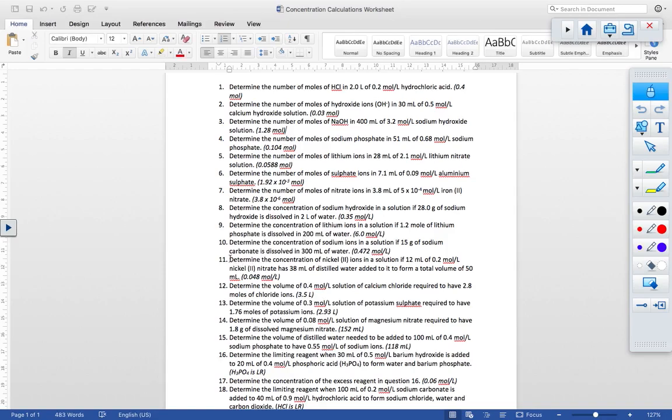Please really read. What are you working on? Are you working out the concentration of nickel ions? Are you working out the volume of, or you need magnesium nitrate, or do you need chloride ions, or do you need sodium ions? Please read that and apply that molar ratio some point in your calculation.